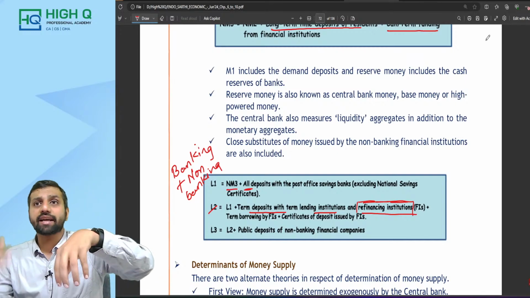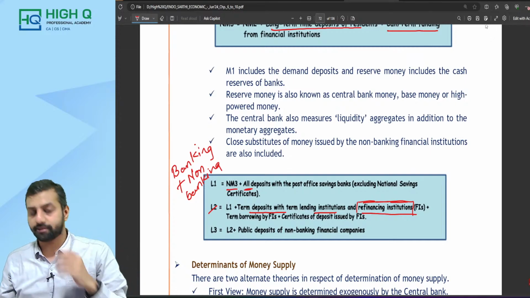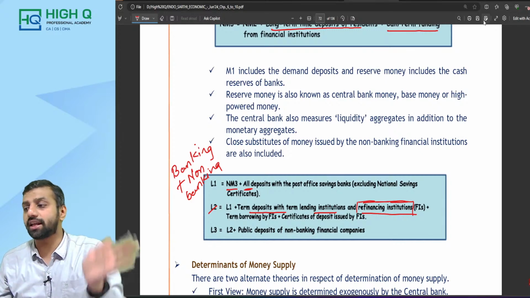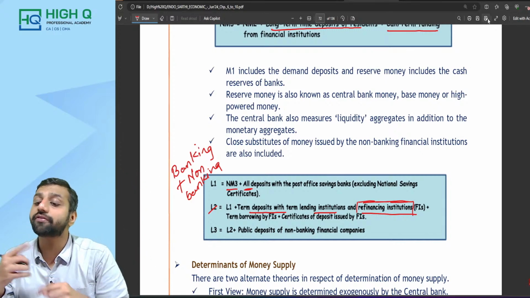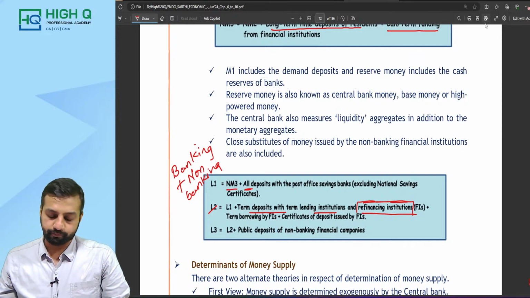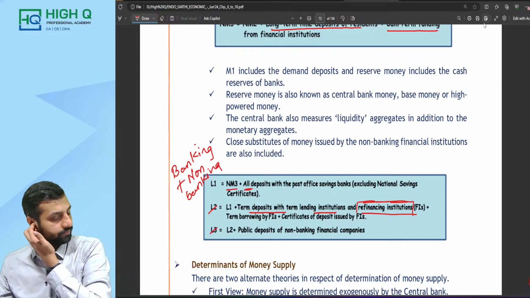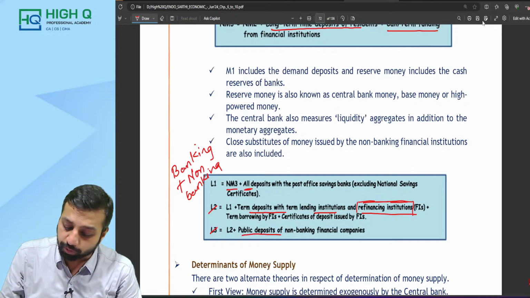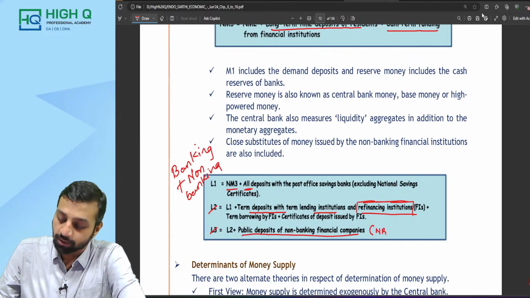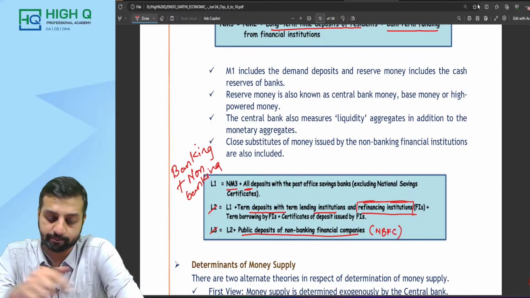All these are refinancing institutions. So NABARD takes money from RBI and then gives it to agricultural banks. So the finance that NABARD gives is actually taken from the RBI. So it is a refinancing institution. And then we have L3, which is L2 plus public deposits of NBFC, non-banking financial corporations or companies.